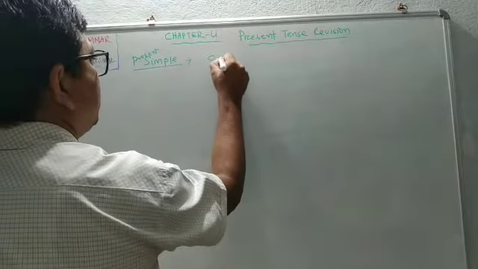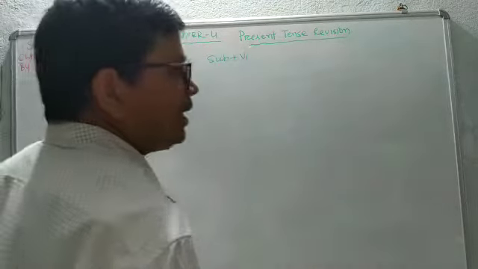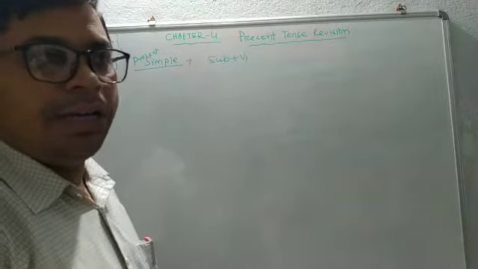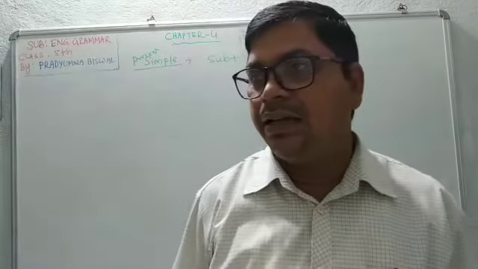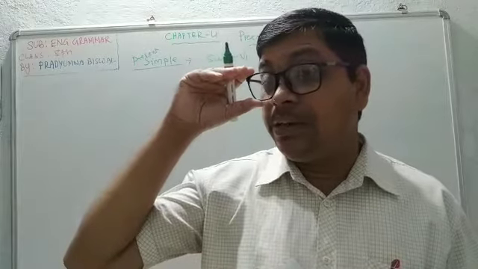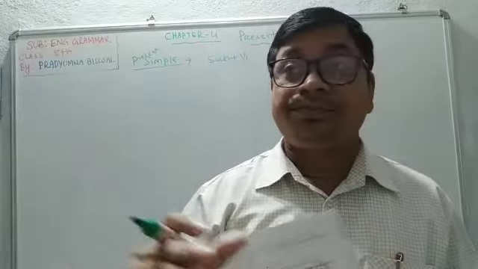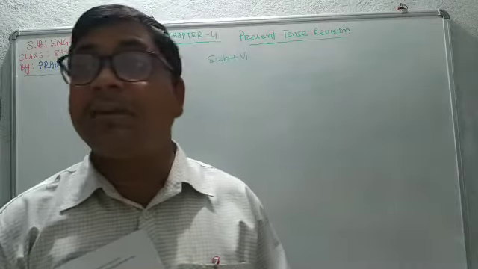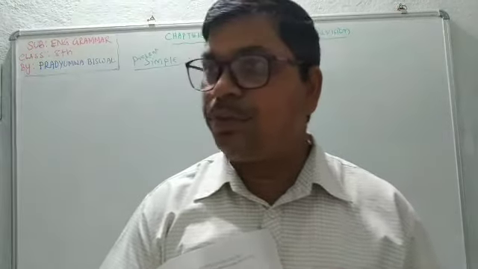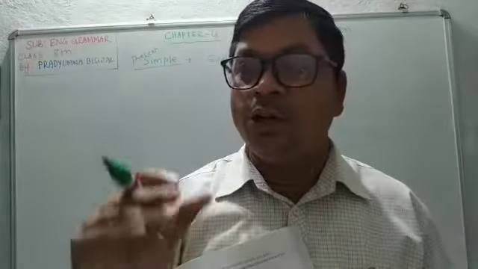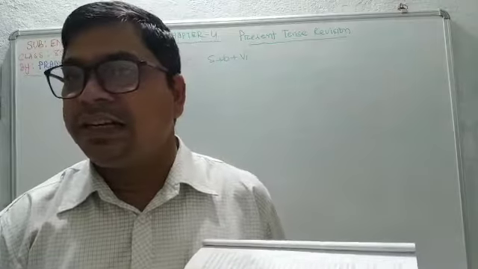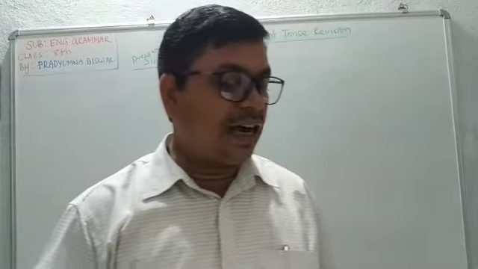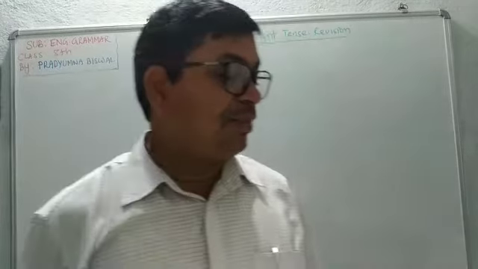Pattern: subject plus V1. This is the pattern of the present simple tense. In the present simple tense, the verb of the third person singular number takes s, and do or does is used to turn it into interrogative and negative sentences. So here, subject plus V1 is the present simple tense.